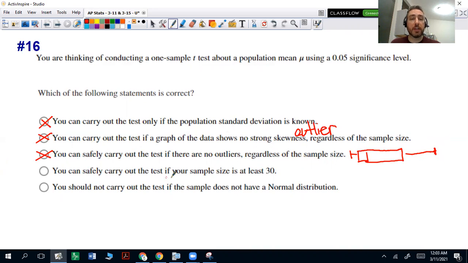You can safely carry out the test if your sample size is at least 30. That's true, so that's going to be your answer.